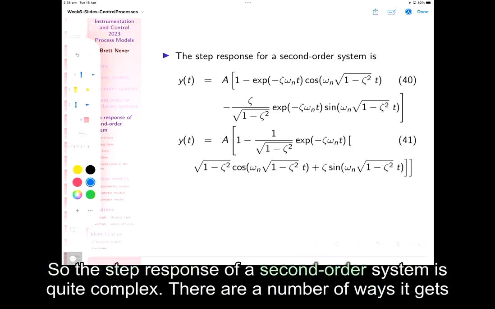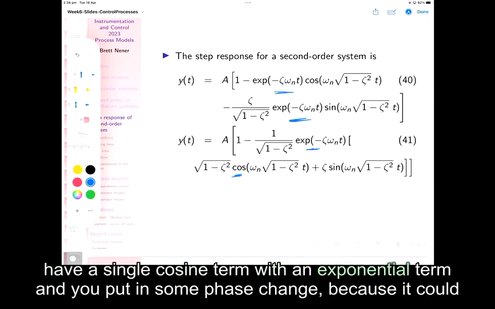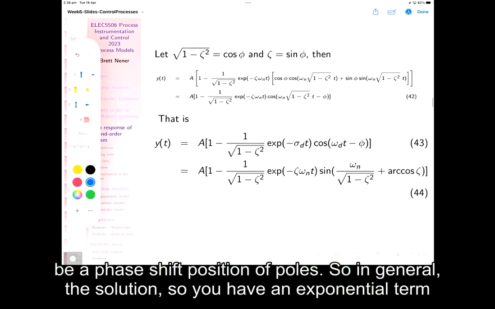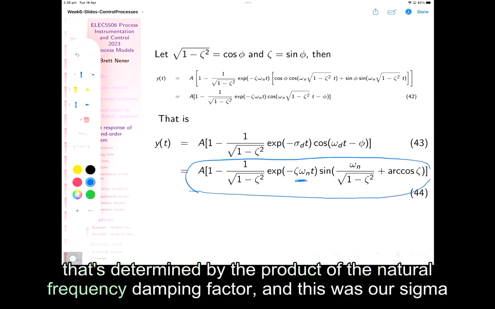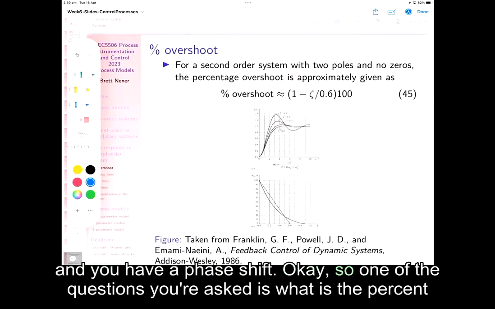So the step response of a second order system is quite complex. There are a number of ways it gets represented. You can have exponential functions with cosine and sine terms, or you can have a single cosine term with an exponential term, and you put in some phase change. So there could be a phase shift depending on the position of poles. In general, the solution has an exponential term that's determined by the product of natural frequency and damping factor, and this was our sigma d. Then you have an oscillation that depends on the natural frequency and the damping factor, and you have a phase shift.